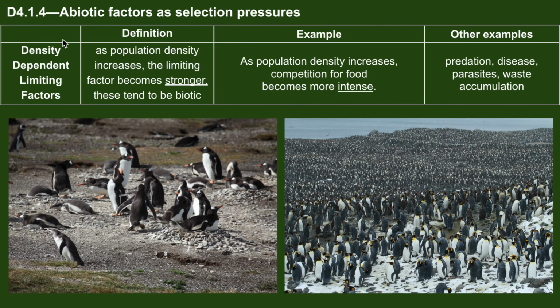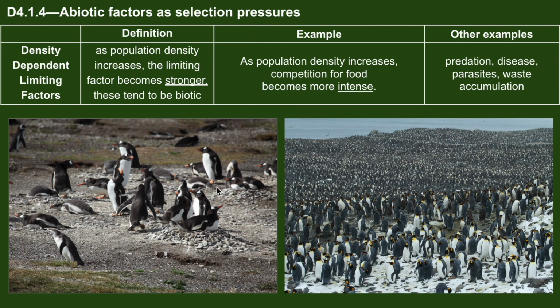Let's compare now some density-dependent limiting factors to density-independent limiting factors. The definition of density-dependent limiting factors is that as the population density increases, the limiting factor becomes stronger. As you can see here, there's lots of available nesting sites if it's a small population. However, if we have a large population size, those nesting sites are going to be very, very difficult to find. And so there's competition for those available nesting sites. And so this nesting site availability is an example of a density-dependent limiting factor.